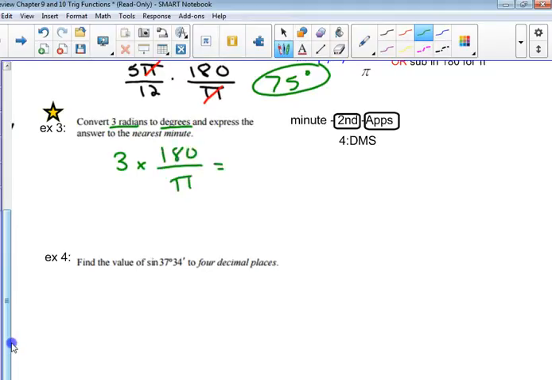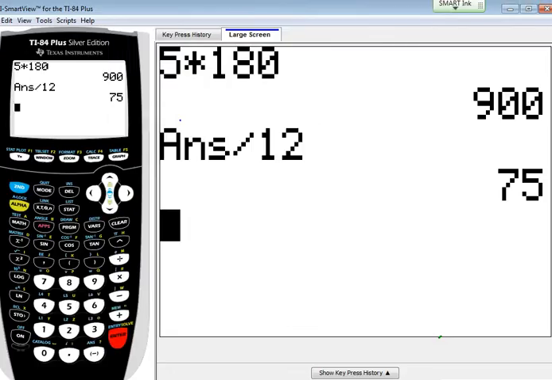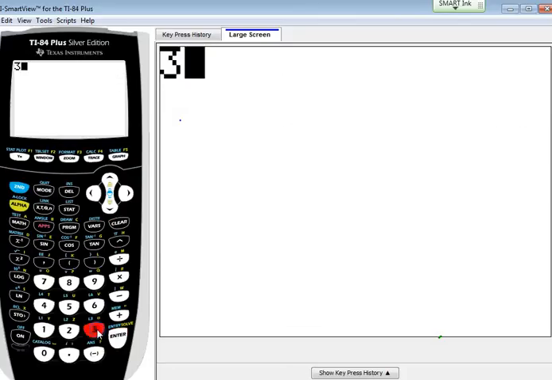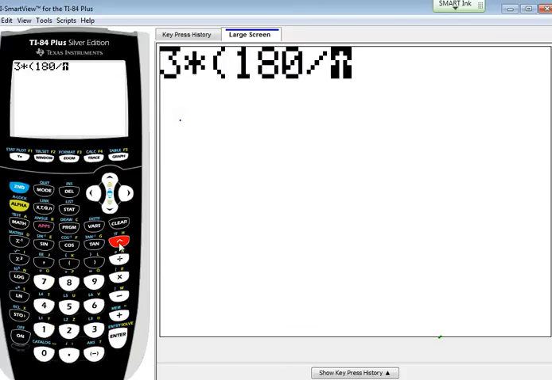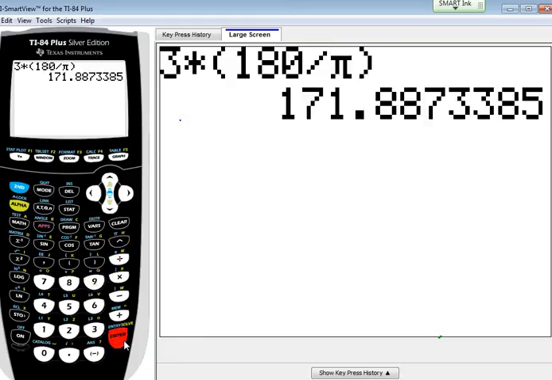Now this is kind of special, like the one we did today. You don't have a pi to cancel it out with. So when we enter this in our calculator, that pi is the actual pi key in the calculator. So we're going to take 3 times 180 over pi. Did you get 171.88? Yeah. Okay, so now this is in degrees.